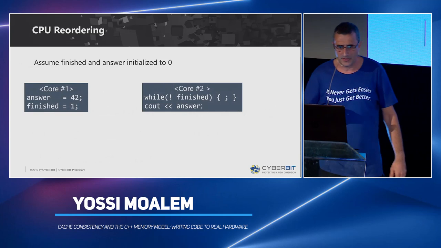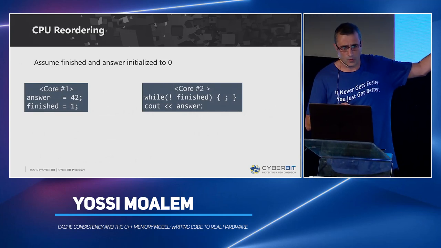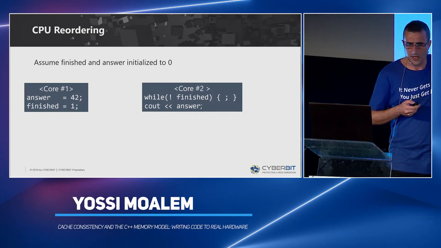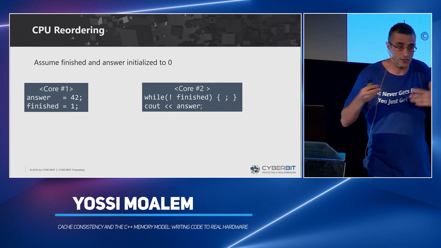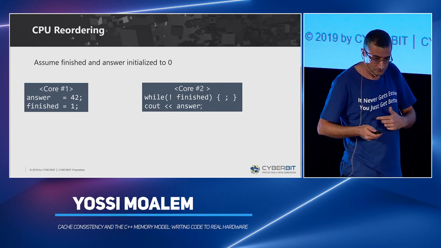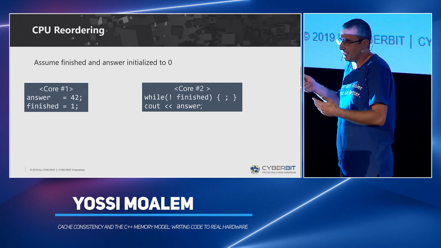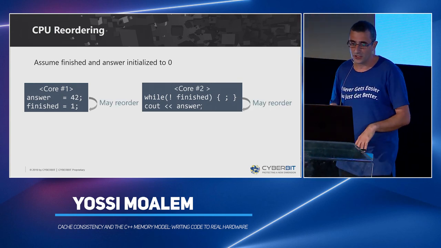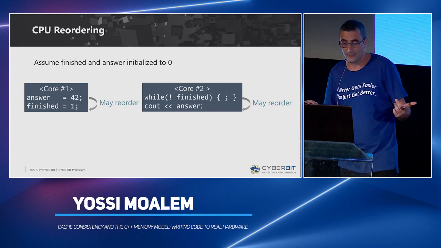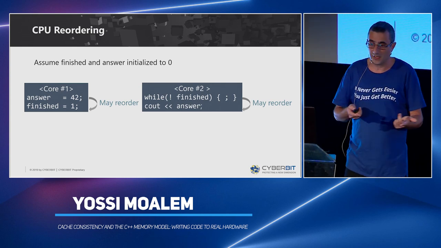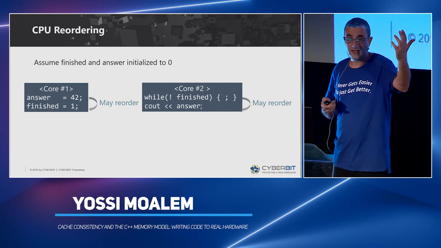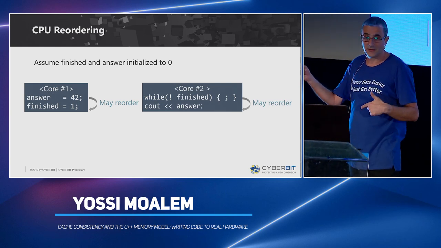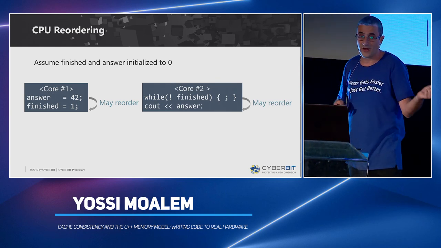So let's look at a very simple example we have here. One core sets answer to 42 and marks a flag that it's finished. The other thread just monitors this flag and then reads the answer. Let's say that the compiler did not change it, the CPU may reorder them. And if the CPU may reorder them, we may mark the flag finished before we set the answer, or we may read the answer before the flag was finished.